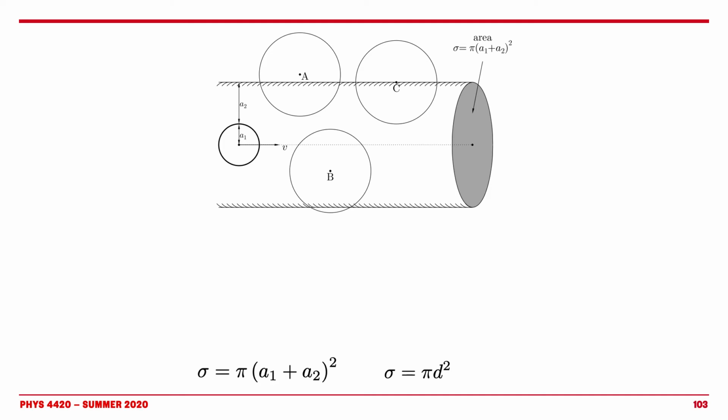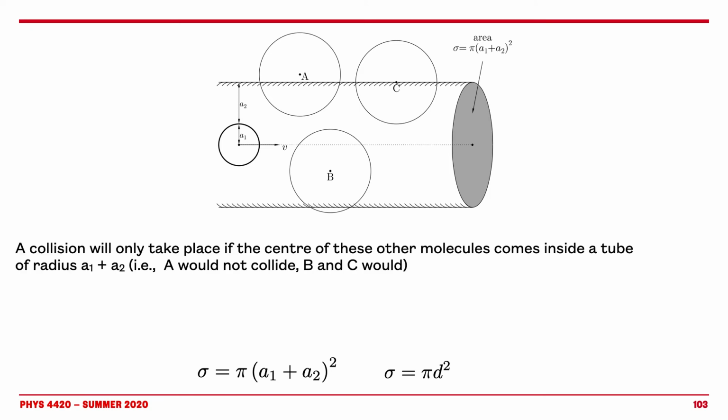So the idea is, which particles are going to interact with particle 1? Well, in this case, you see that the collision will only take place if the center of the other molecule is inside the tube of radius A1 plus A2. So basically, particle A looks like some of the sphere is inside the cylinder, but the point is that it will not interact with particle 1, because it's outside the cylinder.